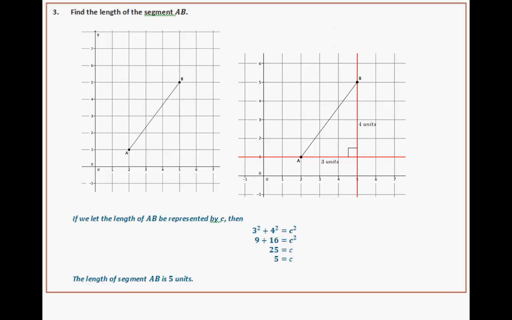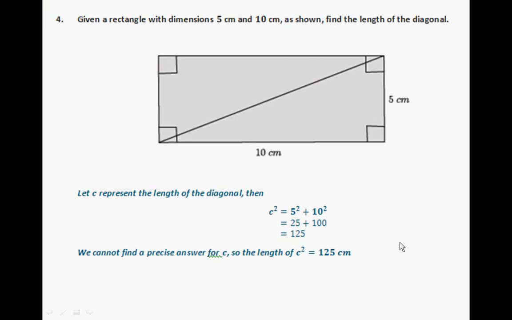All right, so here is exercise 3. If we are looking for the line segment A to B, we form a right triangle, and then here is the answer. For problem 4, given a rectangle, what is the diagonal? So again, 5 squared plus 10 squared is 125. There is no perfect number that times itself is 125, so we're just going to leave it in terms of c squared.